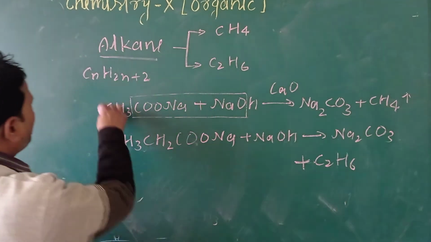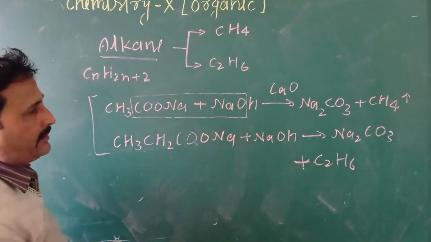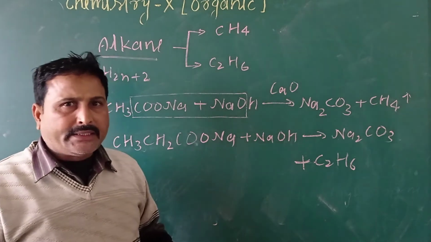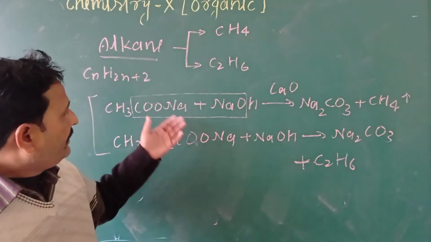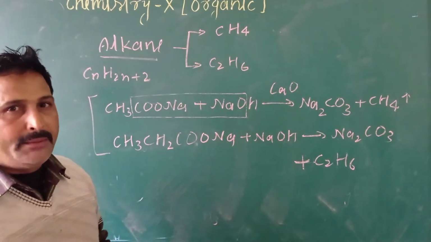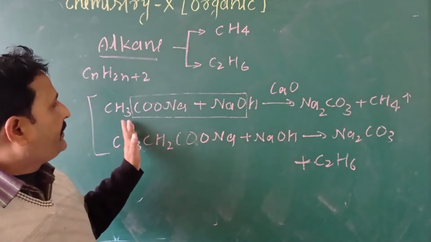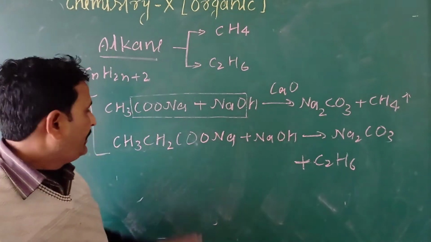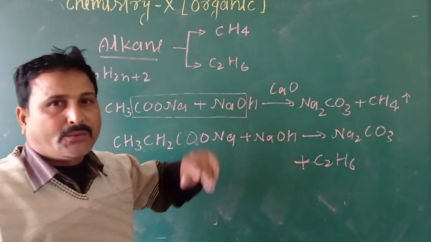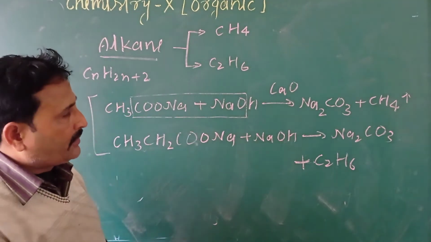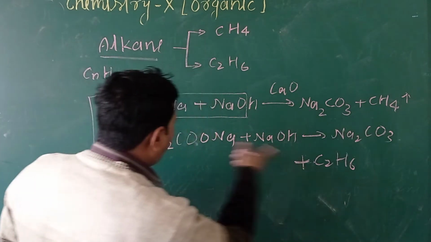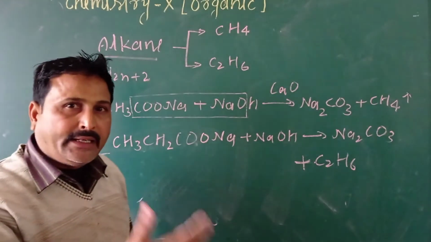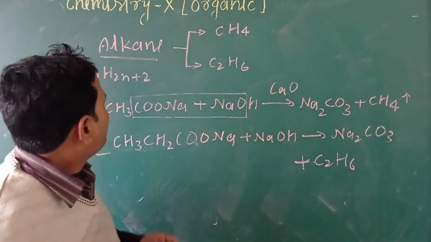This is the lab preparation of methane and ethane. The collection is by downward displacement of water. The figure is given. The question will be, what happens, write the reaction when sodium acetate reacts with soda lime? Sodium propionate reacts with soda lime. Next question, how do you prepare methane from sodium acetate, ethane from sodium propionate? Like that, many questions they can make.